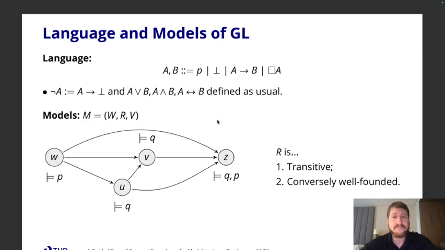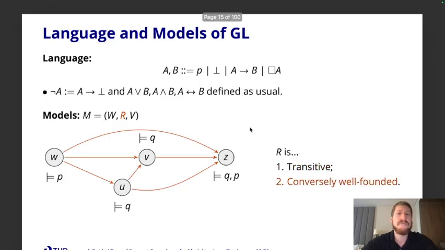In GL, we interpret formulae over special kinds of Kripke models. So these are triples. I've given an example Kripke model here to demonstrate the properties that these models have. The first component of the model, W, consists of a set of worlds. This can be finite or infinite. The relation R is a binary relation over the set of worlds, which is transitive. We all know what that means.